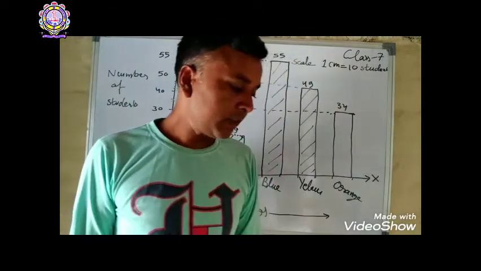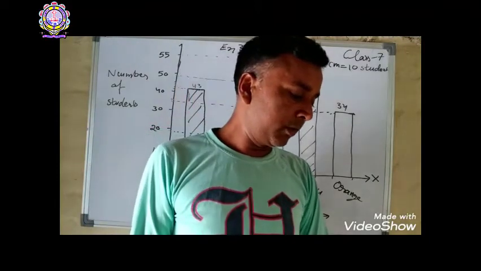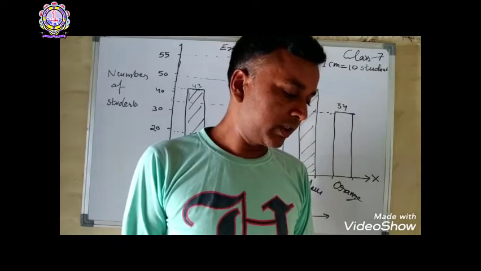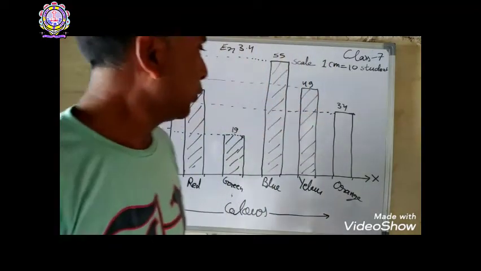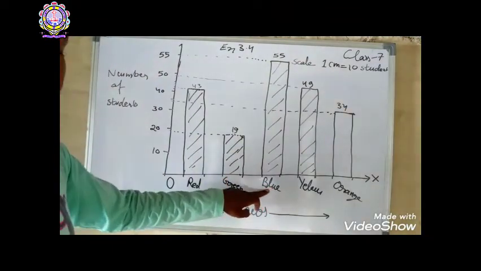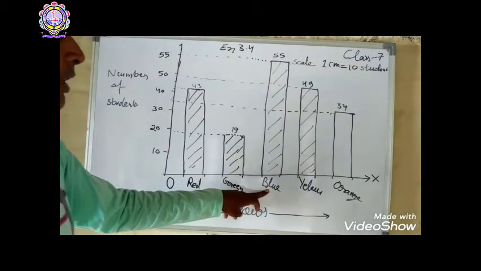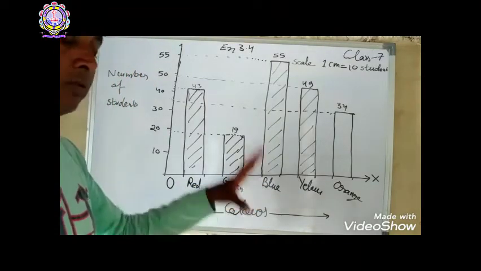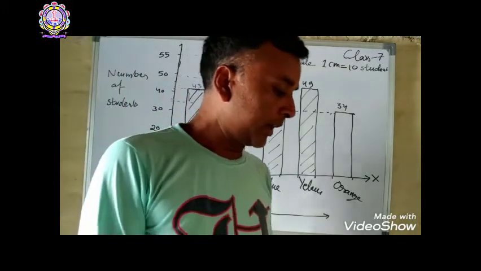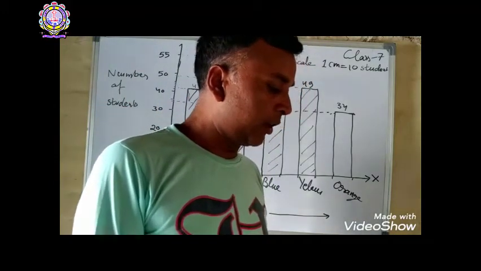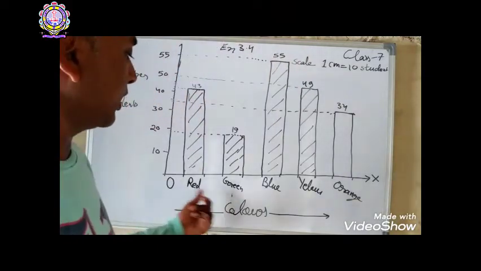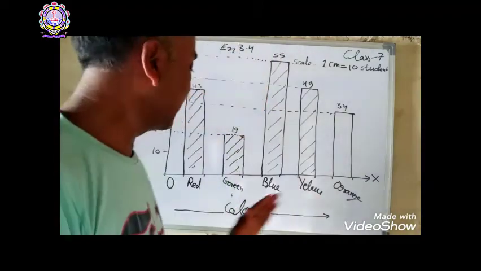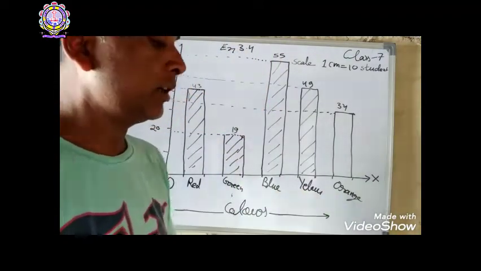Second, part B. Answer the following questions with the help of the bar graph. Which is the most preferred color and which is the least preferred color? The most preferred is blue, and the least preferred is green. Least means minimum, most means maximum. Second part: how many colors are there in all? 1, 2, 3, 4, 5 colors. What are they? Red, green, blue, yellow, and orange.